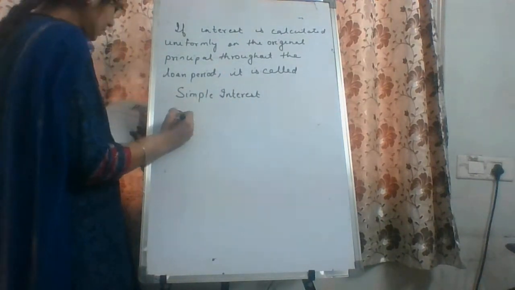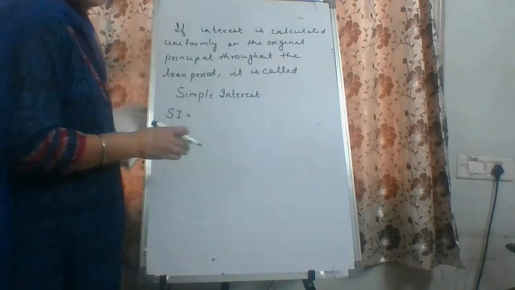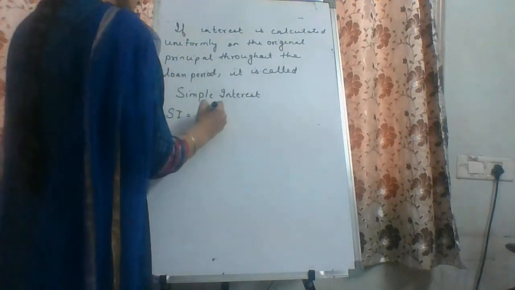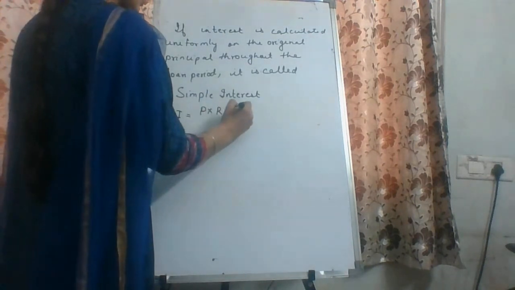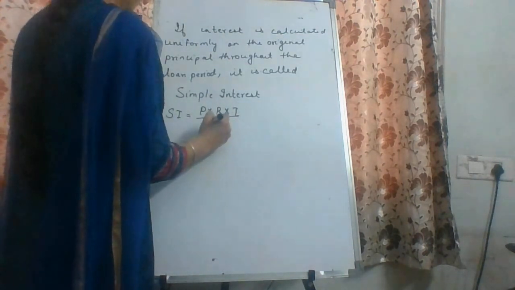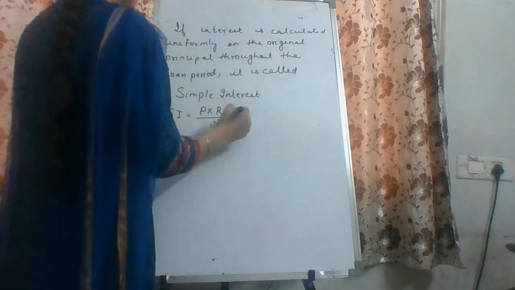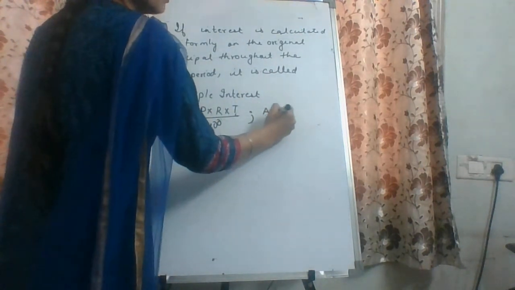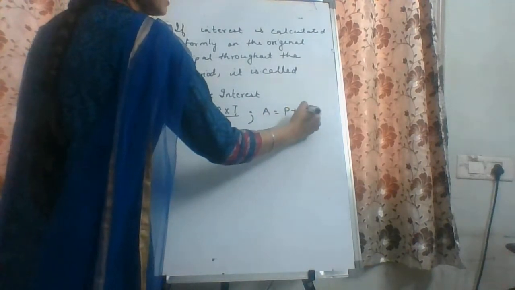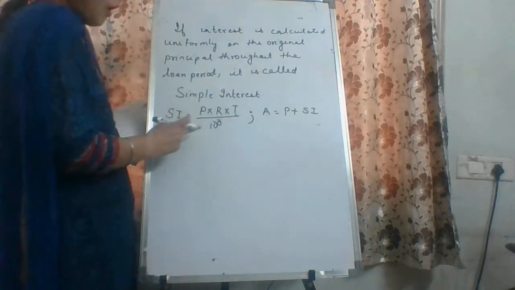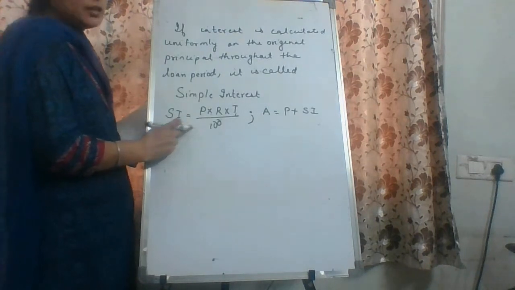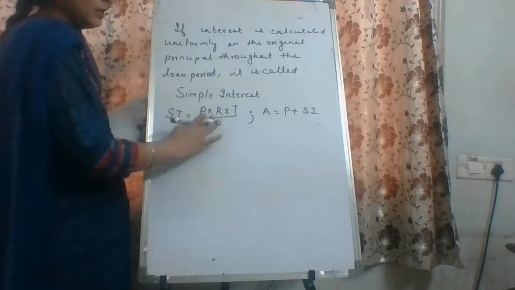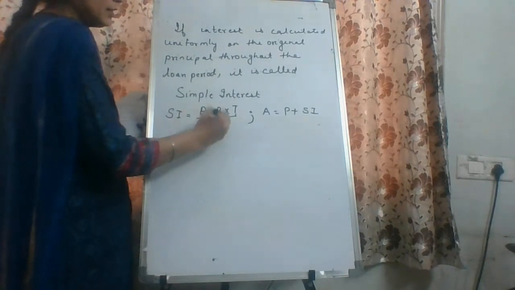Simple interest is equal to, understand, if P is the principal, R is the rate, T is the time, simple interest is equal to P multiplied by R multiplied by T upon 100. Amount is equal to principal plus simple interest. All other formulas are calculated or derived from this formula only.